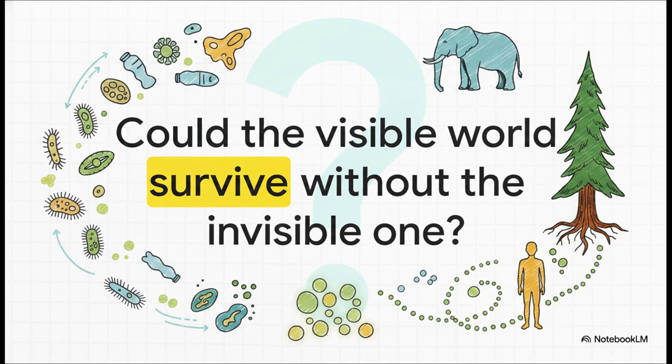Considering that these microscopic entities digest our environmental waste, grow our food, form the foundation of global food chains, and quite literally produce the very oxygen we breathe, we're left with a pretty staggering realization. The giants of this planet completely and utterly depend on its smallest inhabitants. If the microscopic world just vanished tomorrow, the visible world would collapse instantly. So, as you continue your biology journey, ask yourself, are we truly the masters of this planet, or are we just guests in a world run entirely by invisible microbes?